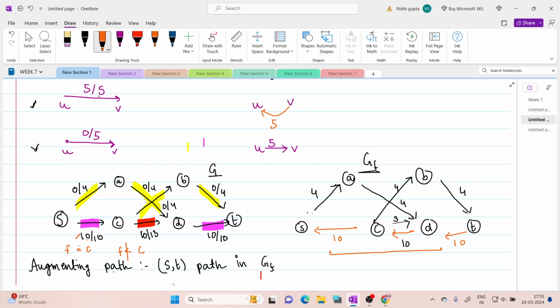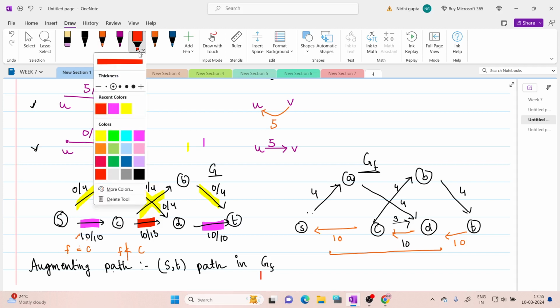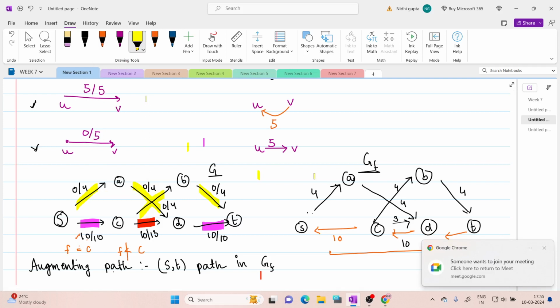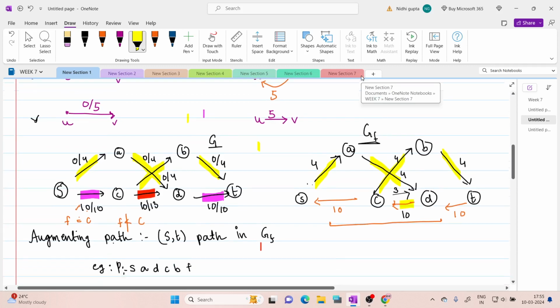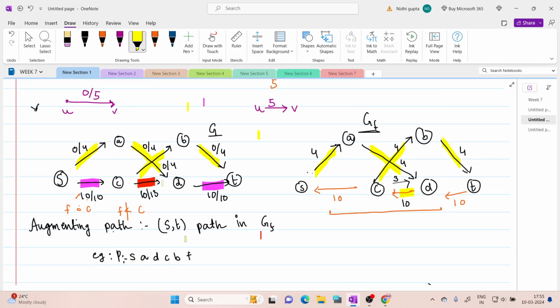Okay, ma'am. Then SA, AD, DC, CB, and BT. So this is the augmenting path. So why is it an augmenting path? It is starting at S and ending at T. And since we are in a directed graph, we have to look at the directions, and we see that we have these right directions. So we have an augmenting path.